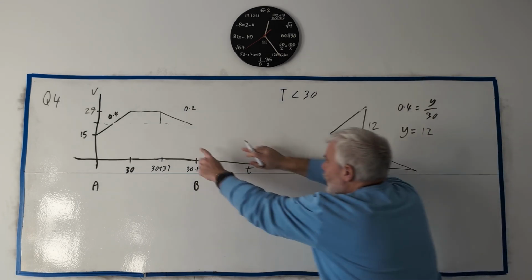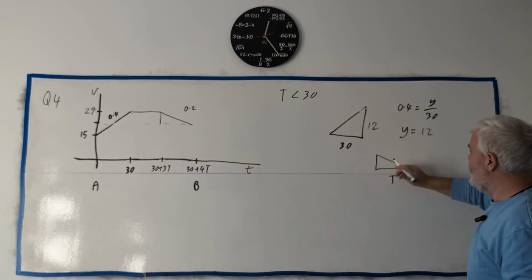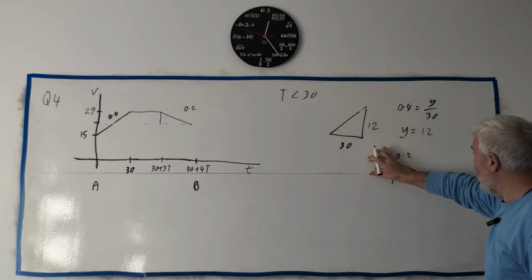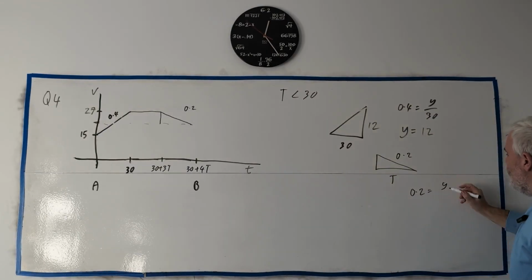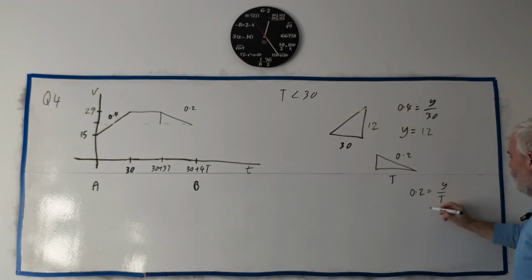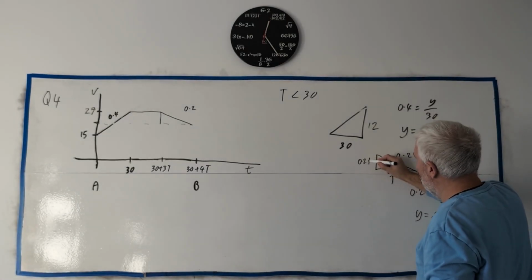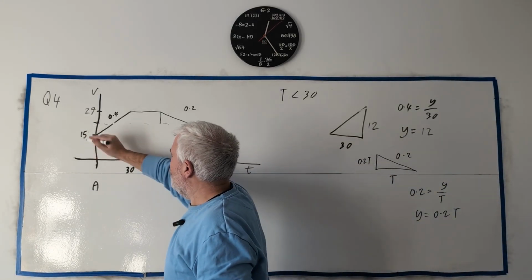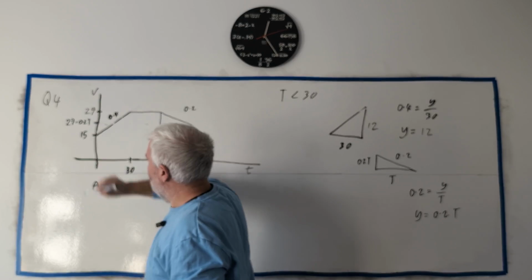This triangle over here, we know it's t wide. What's its height? We know its slope is 0.2. So I guess this y number here, this 0.2, must equal some y height divided by t. So that y height is actually 0.2 t. This number here is 0.2 t. So this number here is 27 take away 0.2 t.